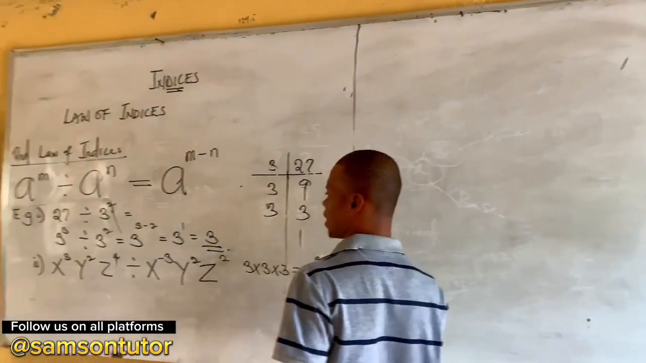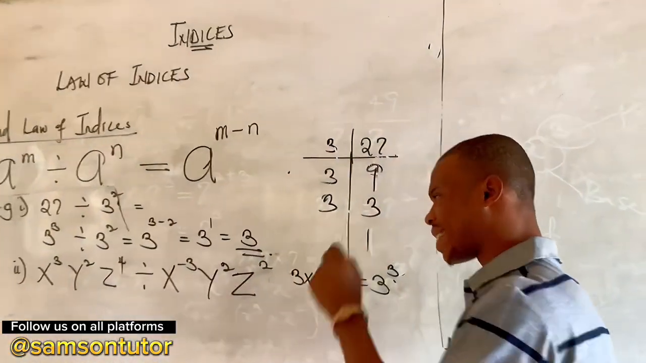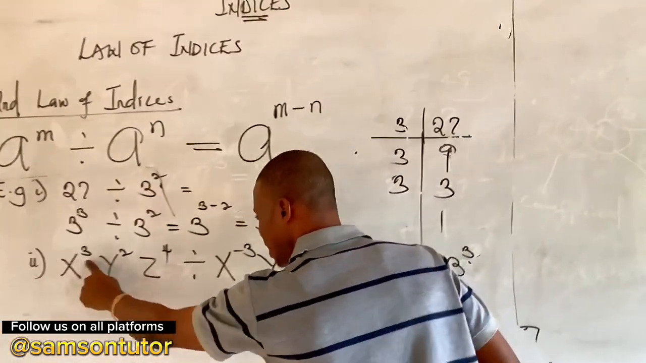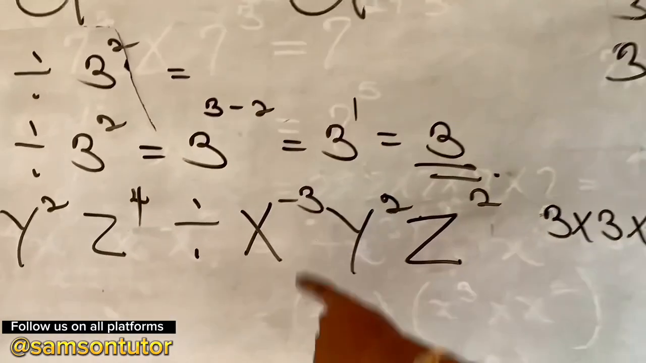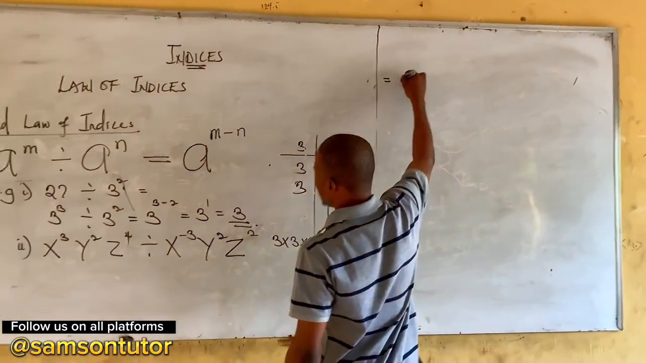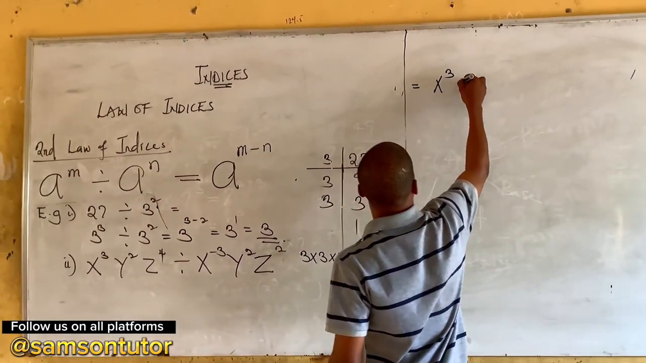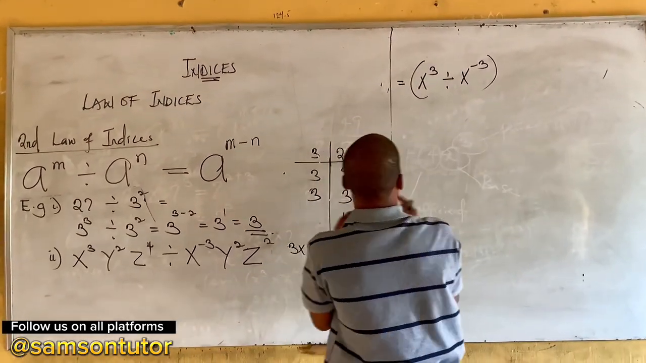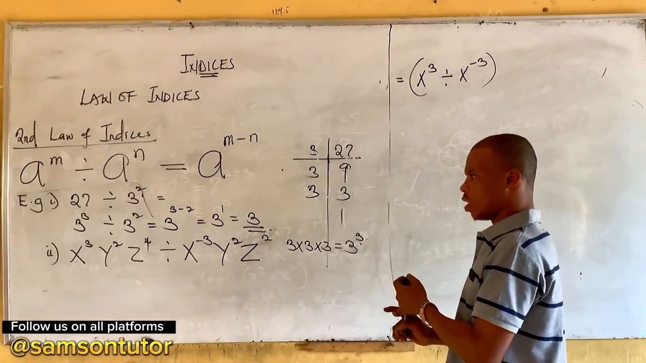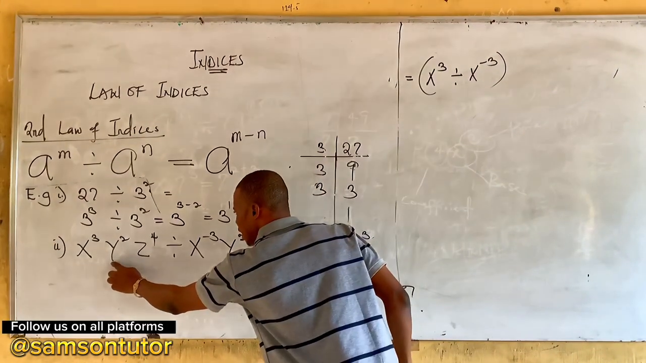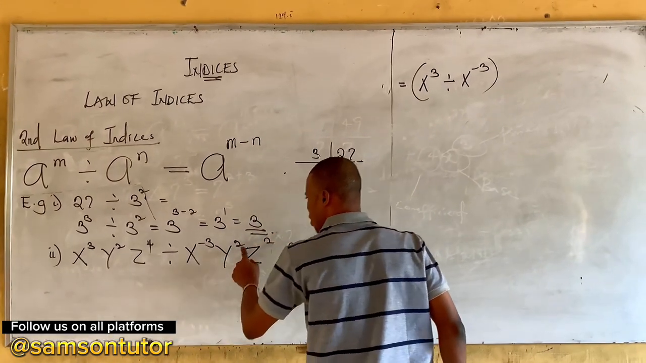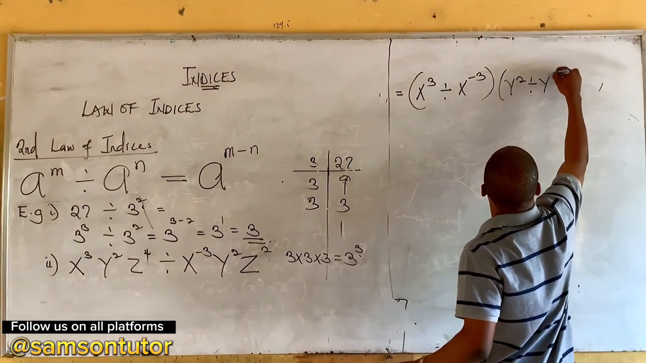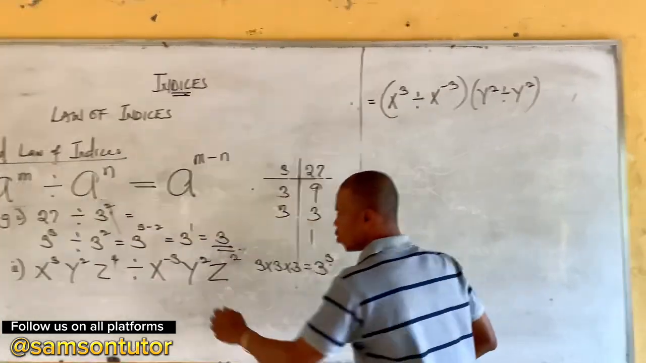Look at it in this instance. We take those that have like terms, one by one. We have x raised to the power 3 divided by x raised to the power minus 3, by taking those that look alike and have common terms. Now, we have y raised to the power 2 divided by y raised to the power 2. And the next one, we take our z also.